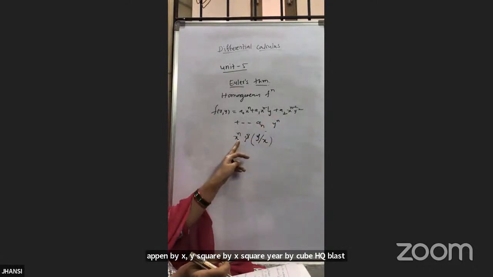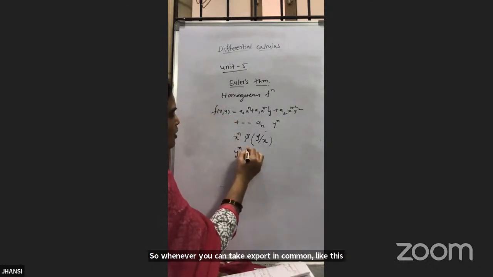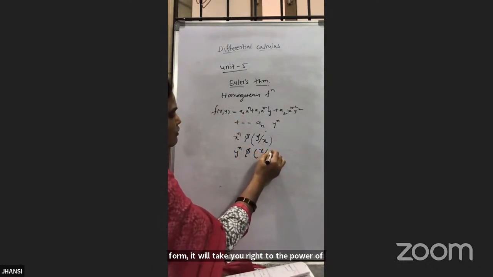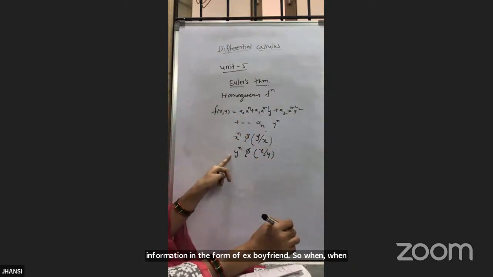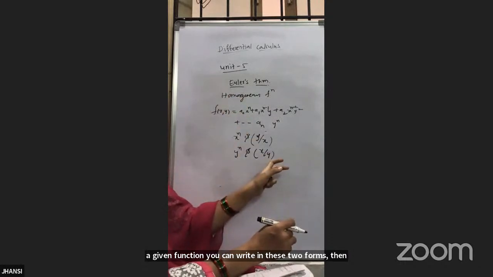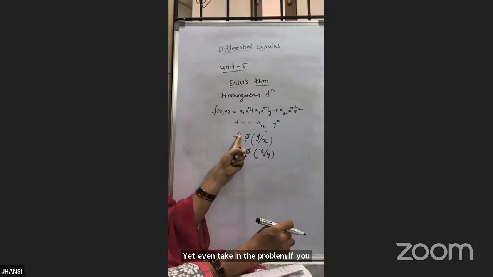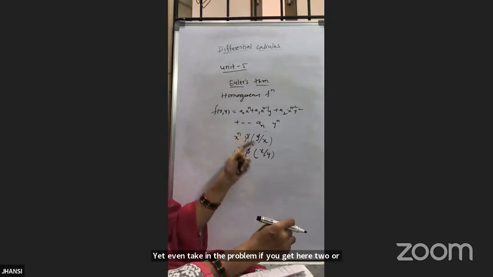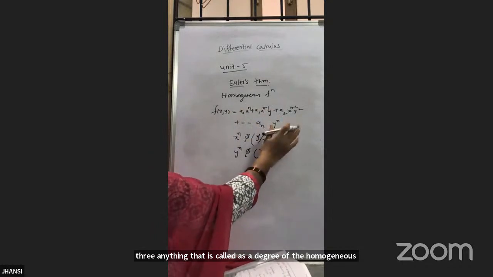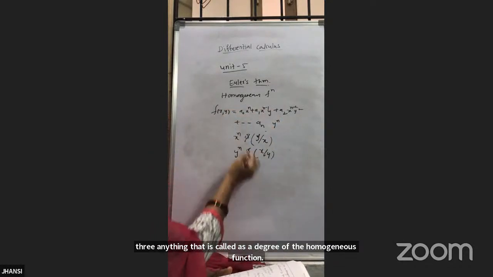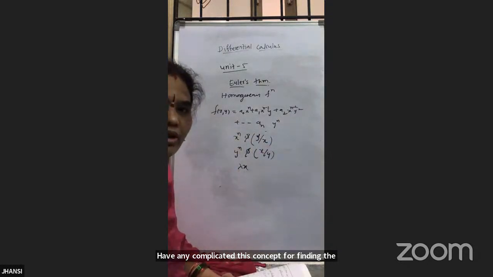So whenever you can take x to the power of n common like this, or if you take y to the power of n common, it will be in the form of phi of x by y. When a given function can be written in these two forms, then that function is called a homogeneous function. If in the problem you get 2 or 3 or anything, that is called the degree of the homogeneous function. If you have any difficulty in finding the degree, you can go with lambda x in place of x and lambda y in place of y.